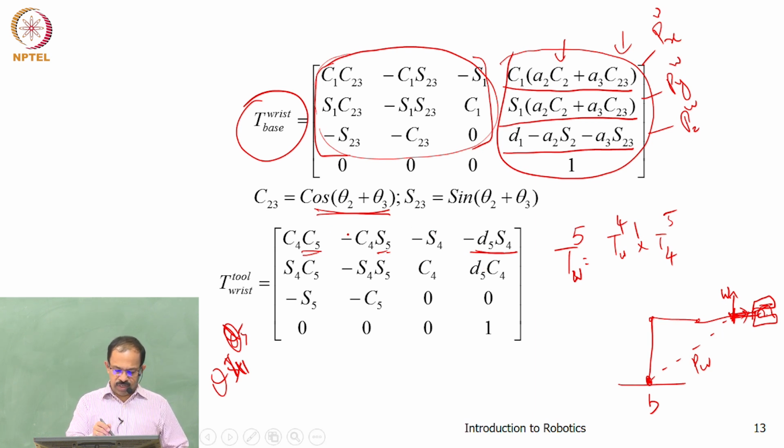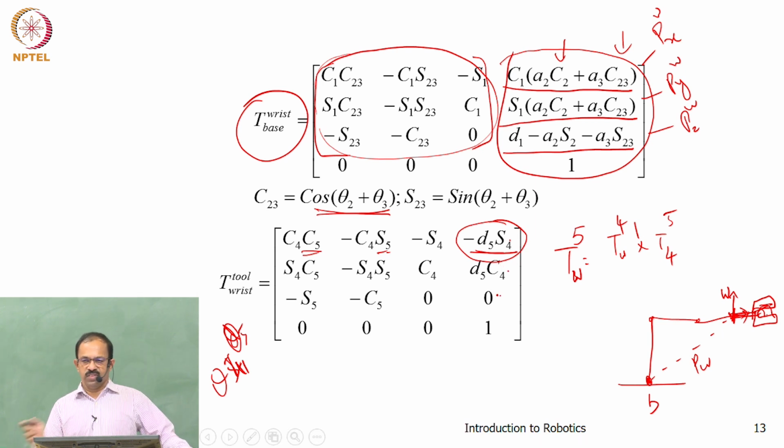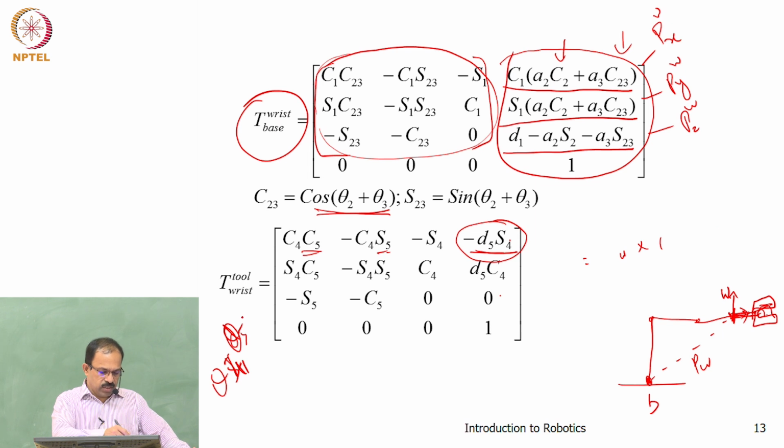So you will see C4 C5, minus C4 S5, S4 C5, minus S4 S5. This will be the position of the tool tip with respect to the wrist frame. This is the X position of the tool tip with respect to the wrist frame, this is the Y position with respect to the wrist frame, and the Z position. So now we have these 2 transformations, that is wrist to base and then tool to wrist.